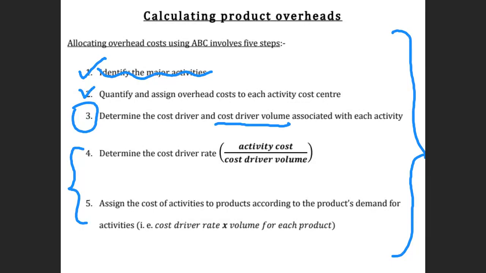So with your cost driver rate, what it is, it's telling you that this is the activity that caused the cost to be incurred, and this is what the rate of that specific activity is.